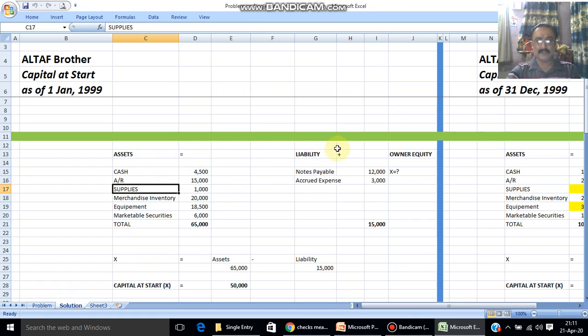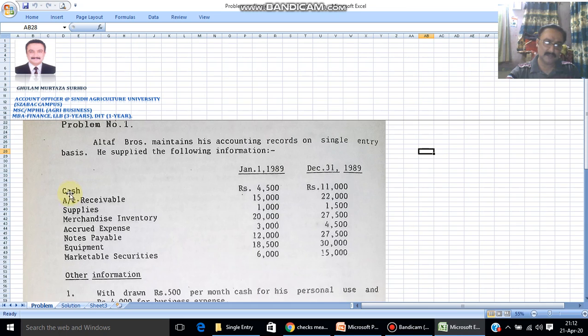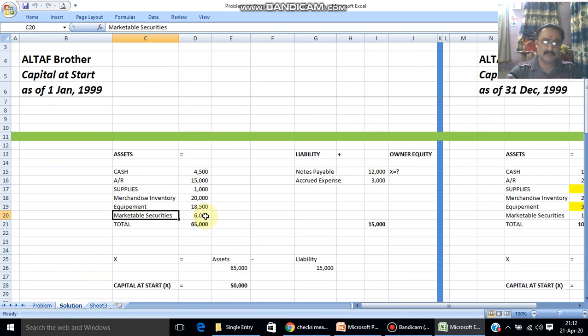Assets is equal to liability plus owner's equity. That is normally the equation. If we are finding the owner's equity, then assets minus liability is equal to owner's equity. That is the equation for it. So I am giving you the solution for it. I have put here cash, accounts receivable, supplies, merchandise, equipment, marketable securities. Let's have a glance at the asset side. All assets I have taken up to marketable securities. When you calculate all of these, you will have a total of 65,000 as assets.